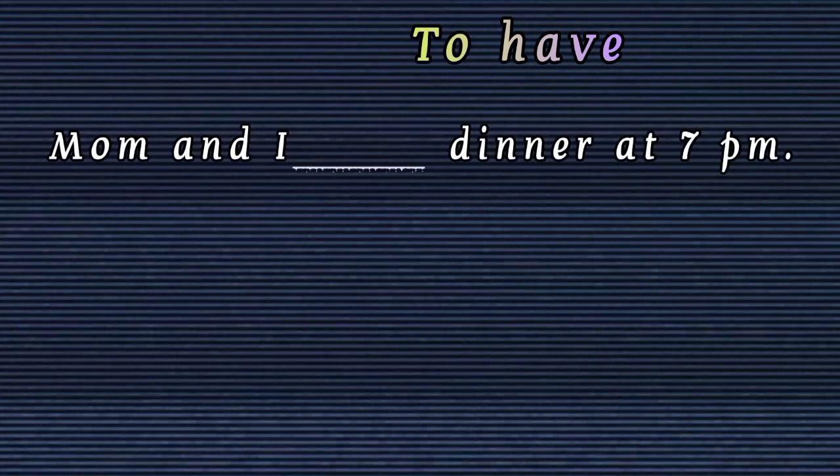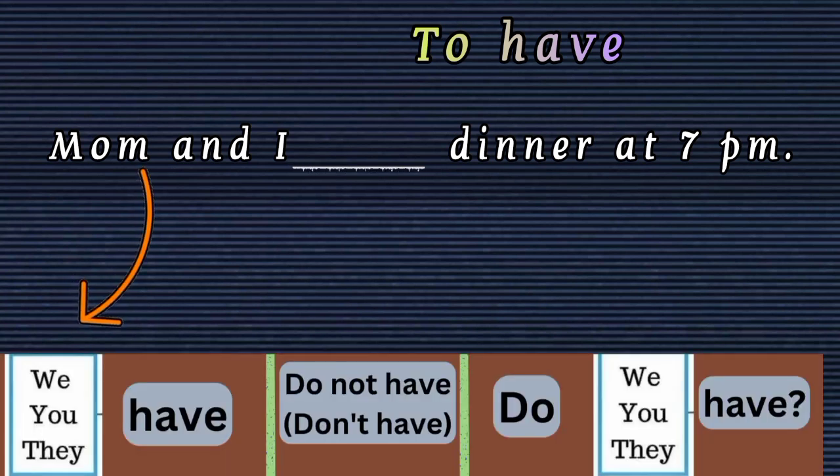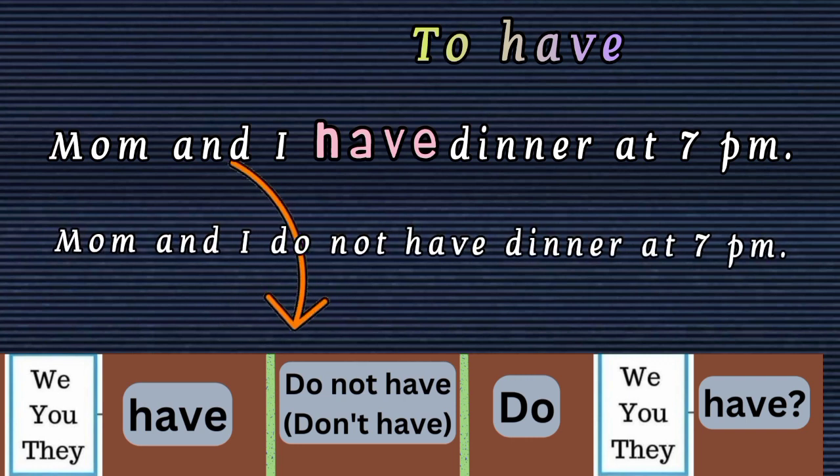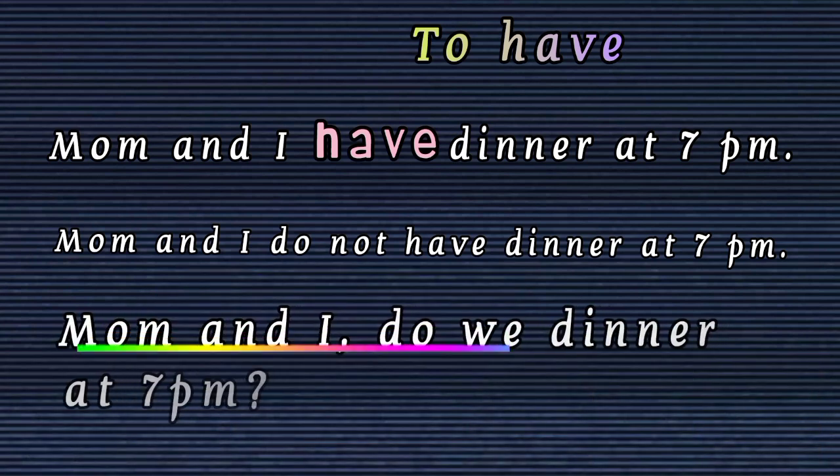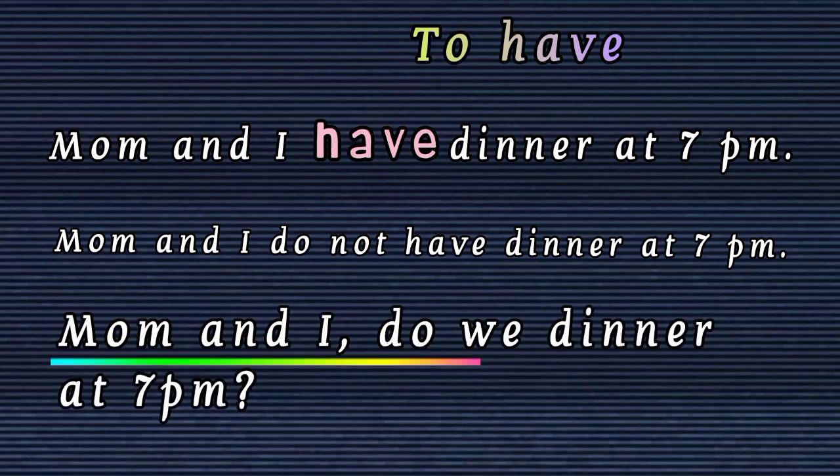Mom and I, dinner at 7 p.m. In this sentence, Mom and I can be replaced by the subject personal pronoun we. Therefore, we will use have. Mom and I have dinner at 7 p.m. Alright, now let us change the sentence into the negative. Mom and I do not have dinner at 7 p.m. Or you could say, Mom and I don't have dinner at 7 p.m. In the interrogative or the question form, the best way to say this is, do we have dinner at 7 p.m.?